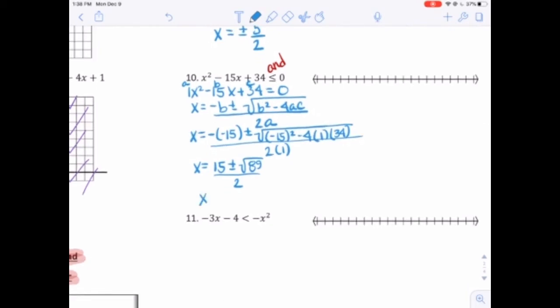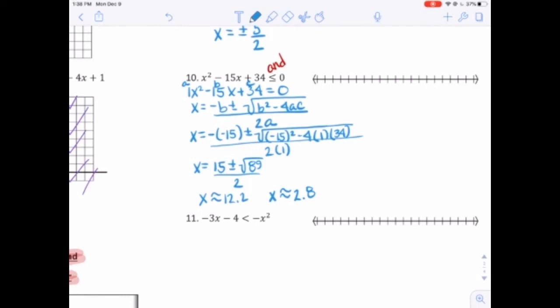So our first solution with the positive version is going to be approximately 12.2. Double check in your calculator, make sure that you can get these numbers. Don't just take my word for it. And then the minus version is going to give me approximately 2.8. Those I can deal with and plot on a number line.